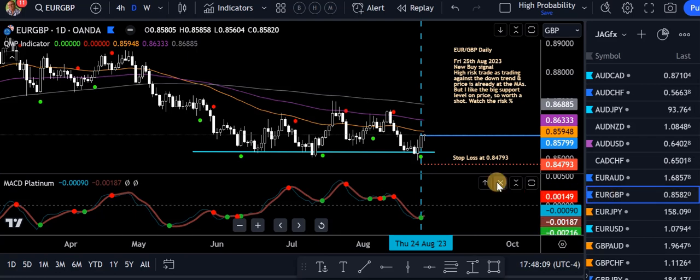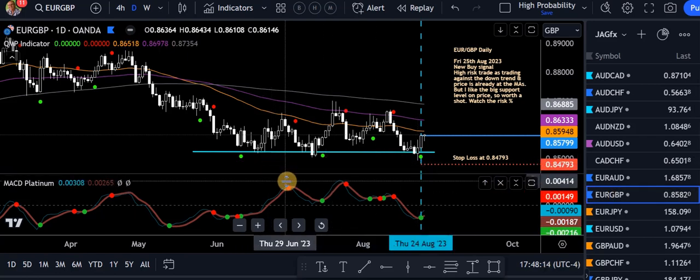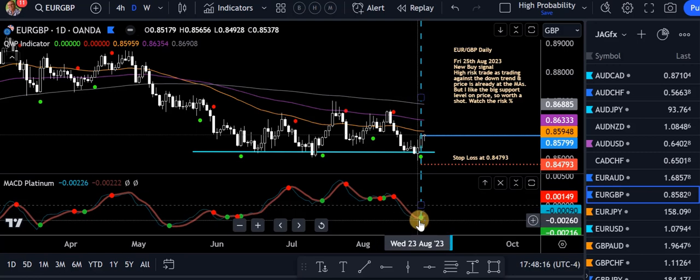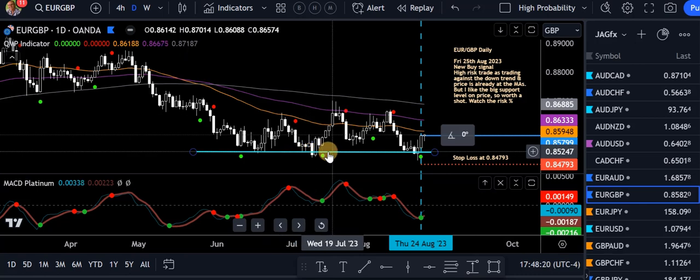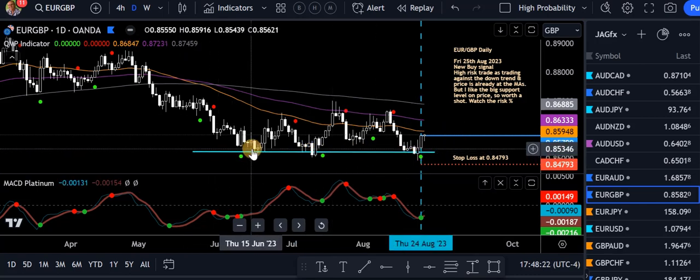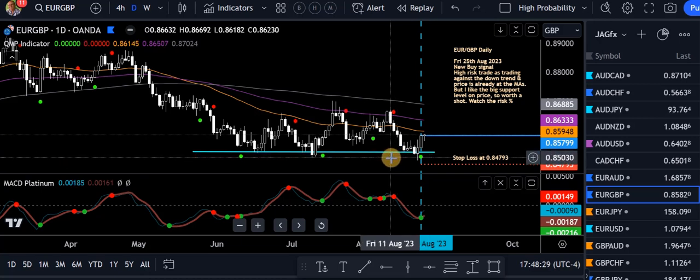Euro pound, took a buy on Friday, stop in place there. MACD platinum is below the zero level, which is good, and I like this big support level on price. So it's basically a triple bottom there. 1, 2, 3. It's probably a round number, is it? 85. Yeah, about the 85-cent level. A round number, I guess you could say too.